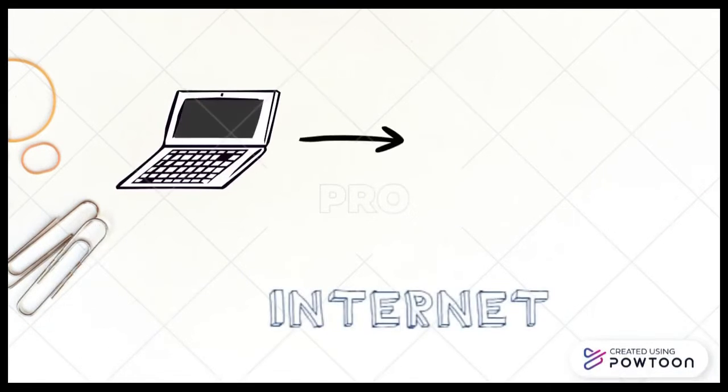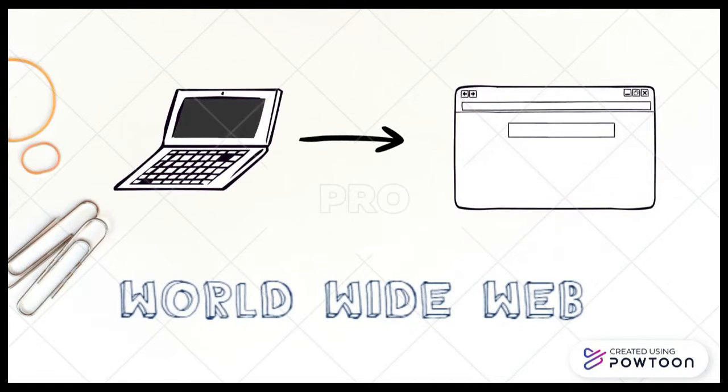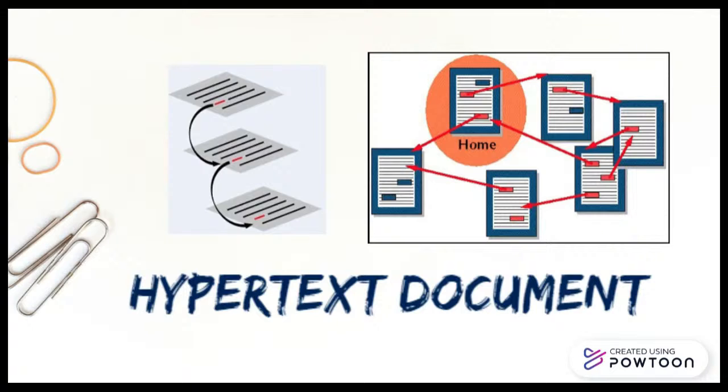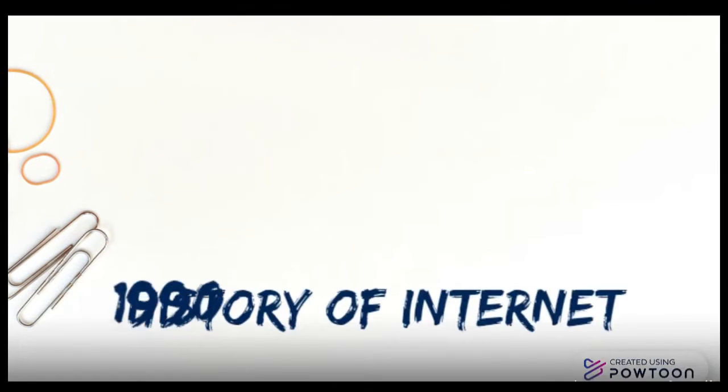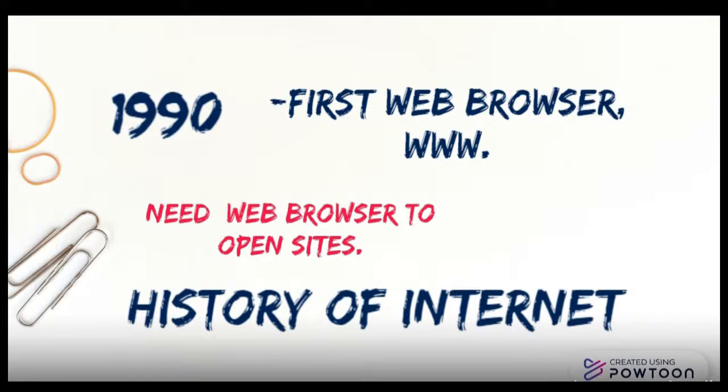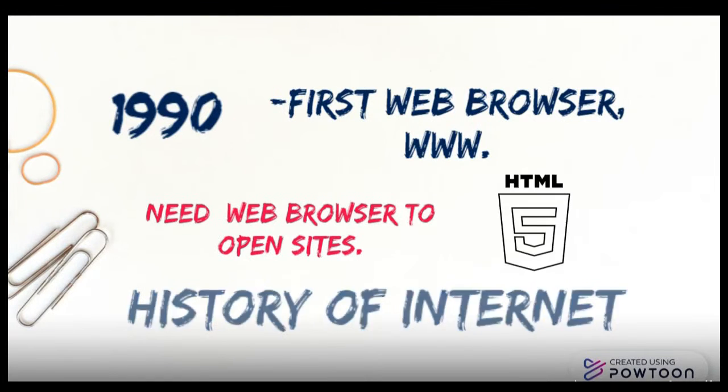From the Internet, the World Wide Web came out, which is a network of hypertext documents that are linked to each other. The web today is far more advanced than before. In 1990, the first web browser came out, and it was called WorldWideWeb. A web browser was needed to open sites that are made in a language called HTML.